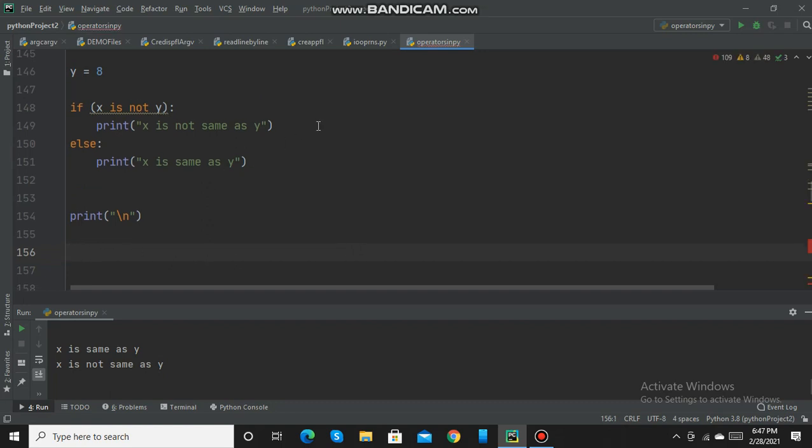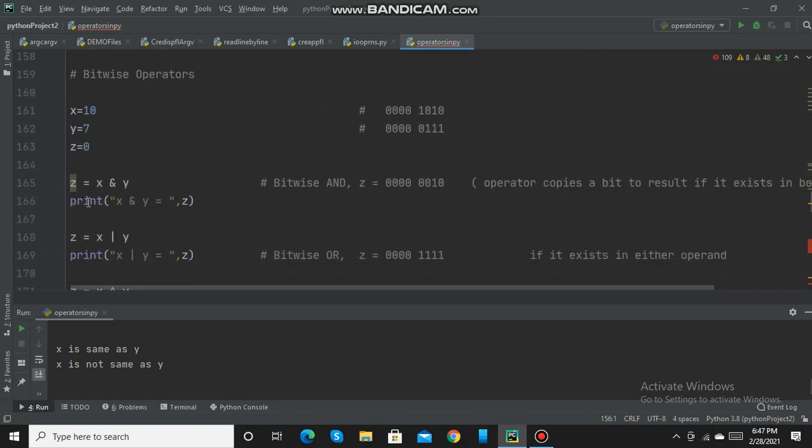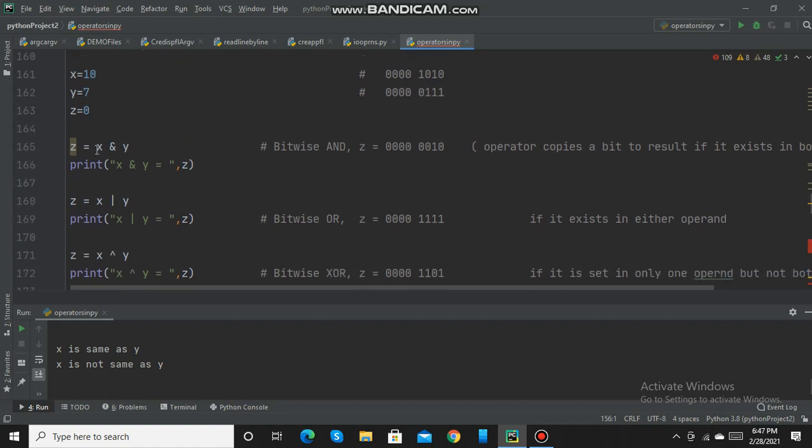Now we will see the bitwise operators. For testing the bitwise operators, I am taking the value of x as 10 and y as 7. So 10 is represented in binary as 00001010, and 7 is represented as 00000111. Now this bitwise AND operator, x and y, we are storing the result of that to z.